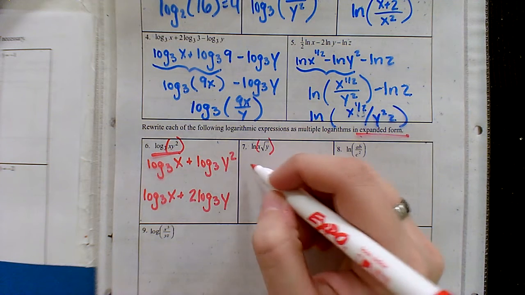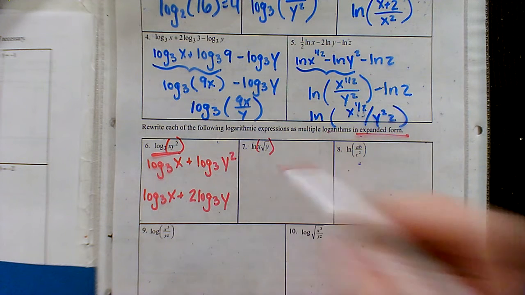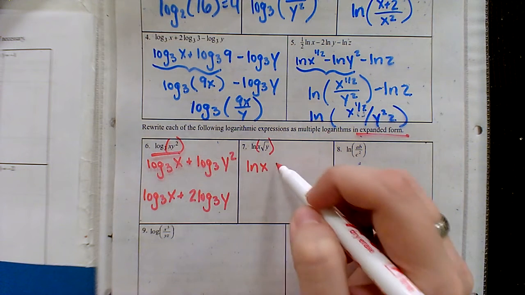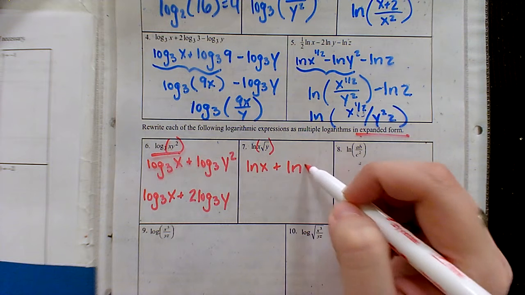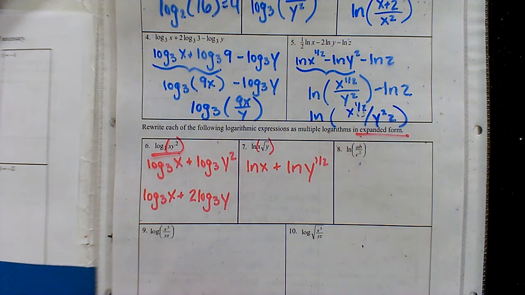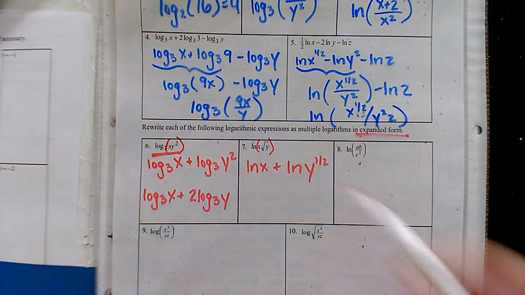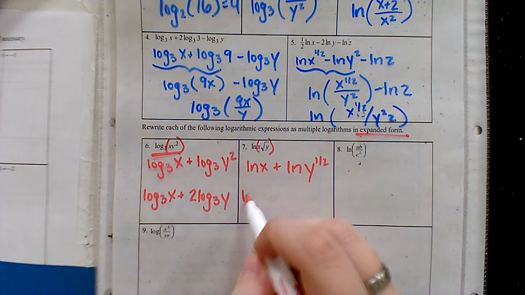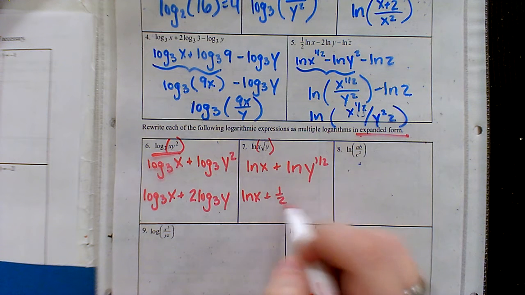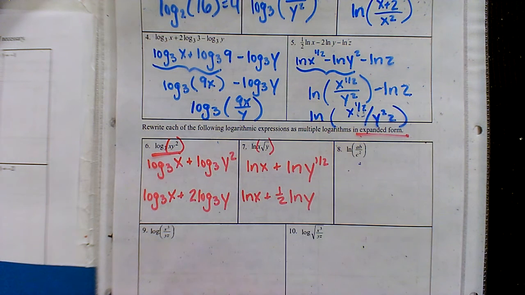Go, Tori. Okay, so the square root of y, you can rewrite it as a 1/2 power. Love it. Anything else we can try? Yeah. You can move the 1/2 power in front of the natural log of y. There we go. Good. All right, so we're expanding, turning 1 log into multiple logs based on what that argument looks like.